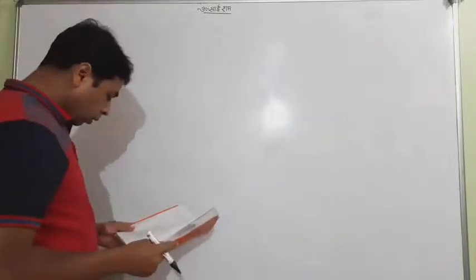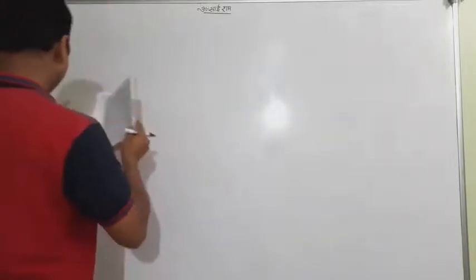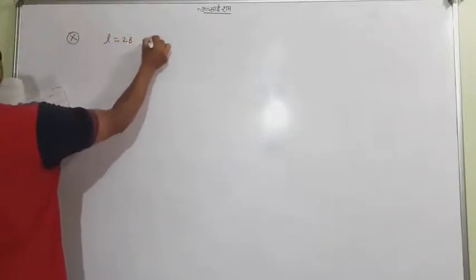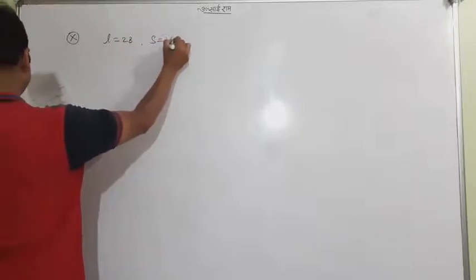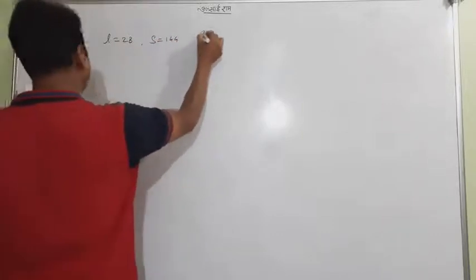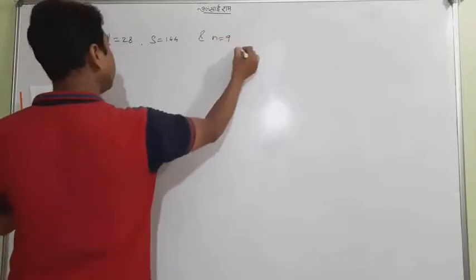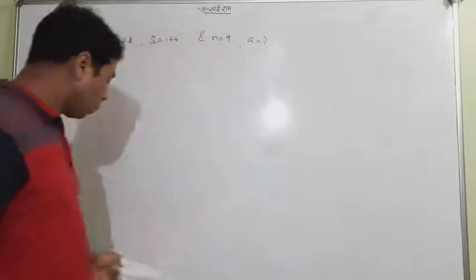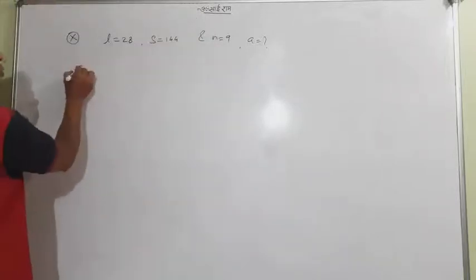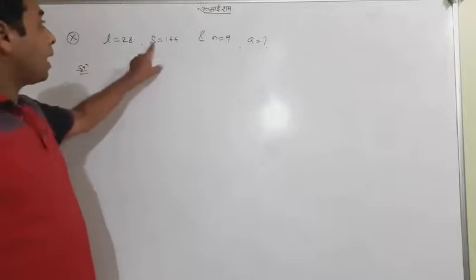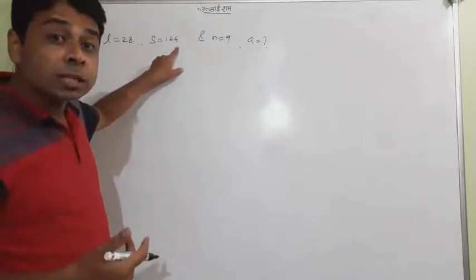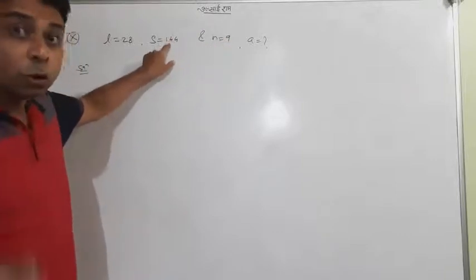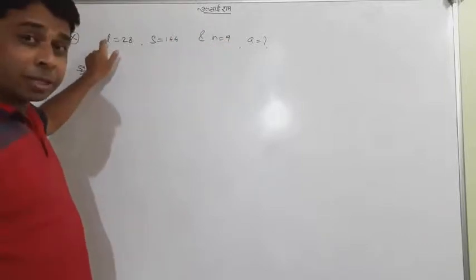Okay, one more question I want to take. Suppose I am taking the 10th one, where L is 28, S is 144, and total terms are 9. Find the value of a. Total terms n is 9. Now go with this solution. We have S equal to 144, and S means sum of how many terms? N is 9, meaning the sum of 9 terms is 144. So use the sum formula in the case of L, because L is given also.